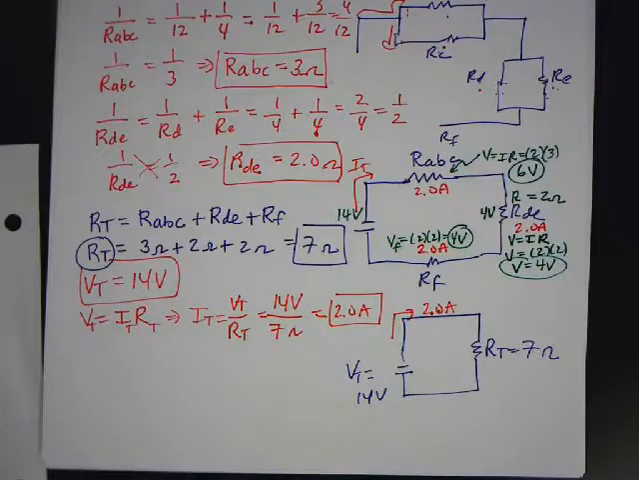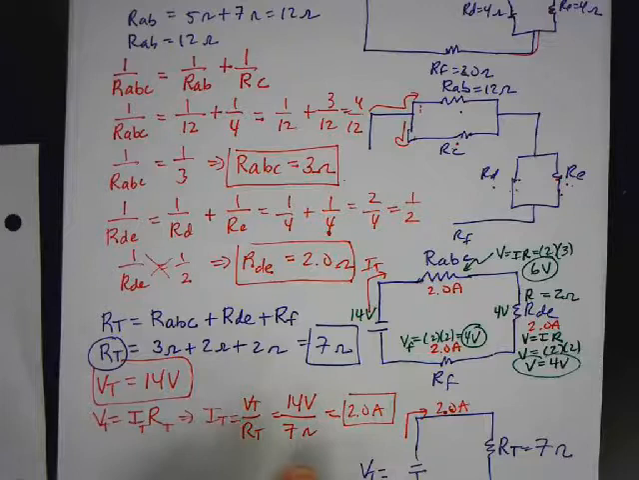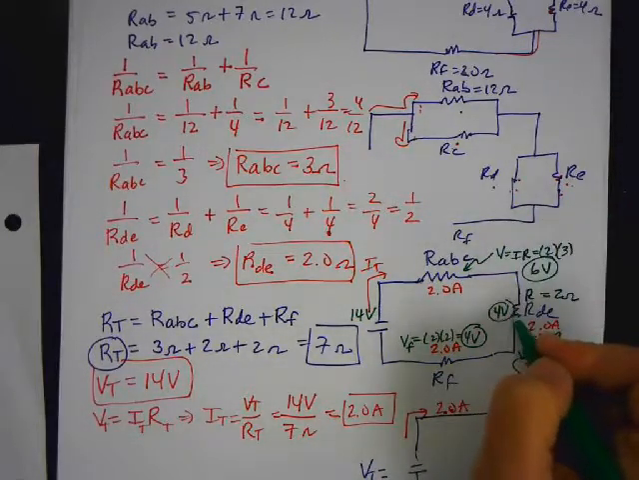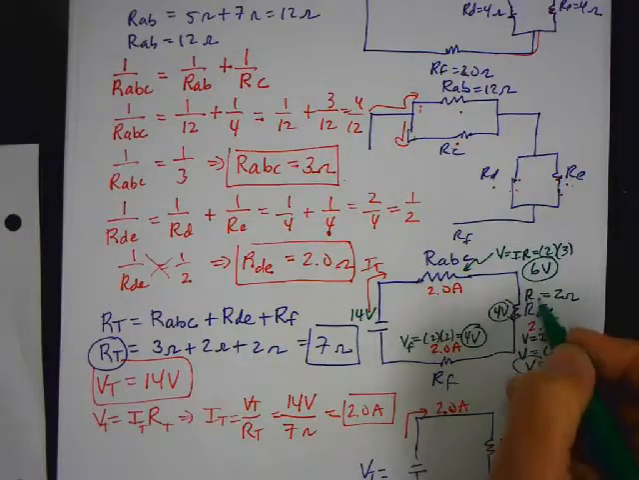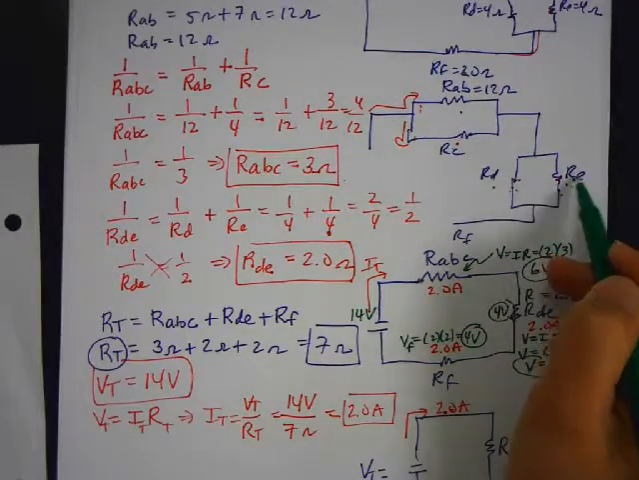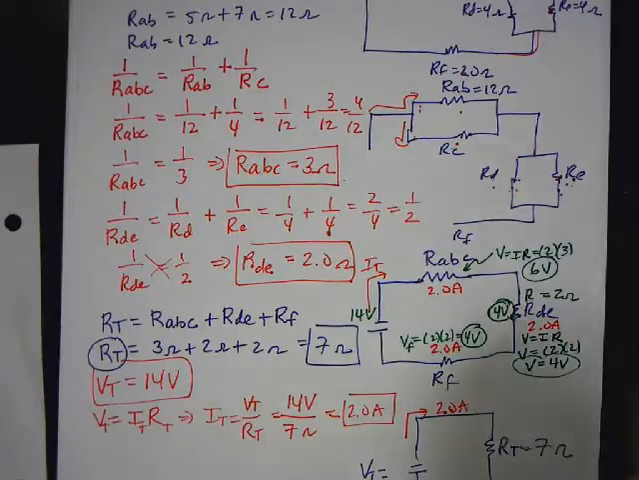All right. Now we're going to go back to the diagram before. This equivalent resistor, how did I find RDE? I added RD and RE in parallel. I found the voltage across this one was 4 volts. The current was 2, and the resistance was 2.